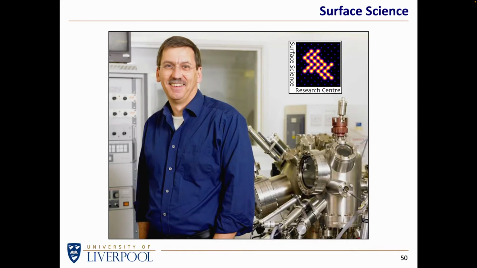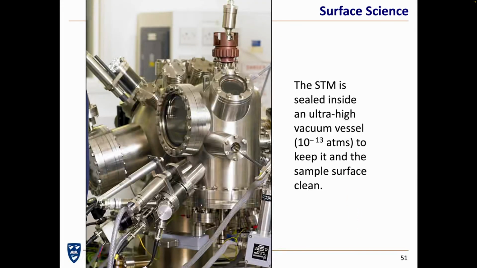So there's a handsome individual standing in front of a scanning tunneling microscope. You can't see the microscope itself because it's inside a vacuum vessel which is designed to keep air out of the working environment. The vacuum vessel is evacuated down to about 10 to the minus 13 atmospheres, which keeps any oxygen or nitrogen or argon away from the surface so that we can genuinely study the surface that we're interested in, not the surface contaminated by air or CO2 or water vapor or anything else.